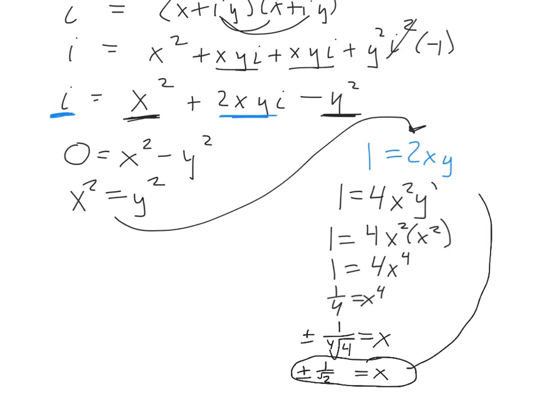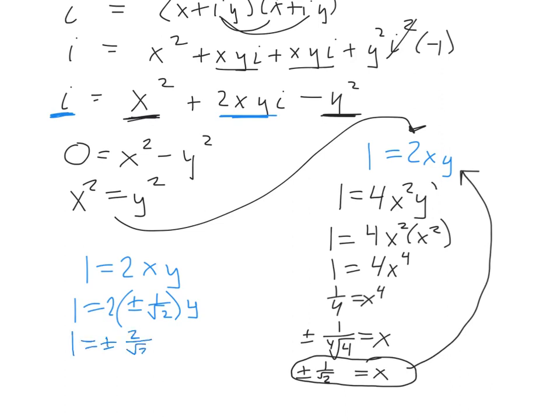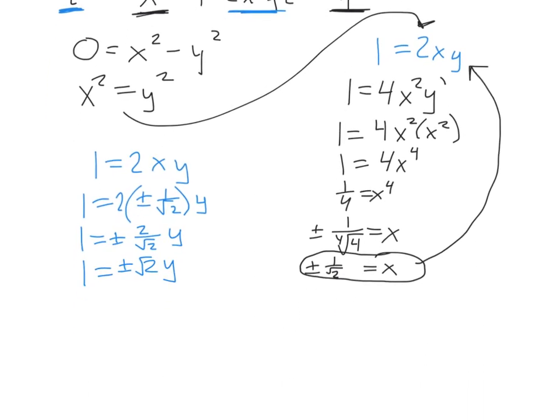And to find y, I just want to plug it back into this. If we know that 1 = 2xy, 1 would equal 2 times ±1/√2 times y. So that means that 1 is ±2/√2 times y. This will actually simplify down to ±√2 y. And then the last thing I need to do is divide that √2 over. So I get that y is also ±1/√2.